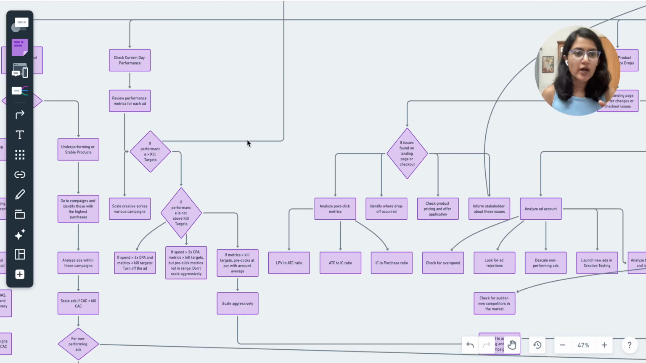Now, once you are looking into your ad account, after you have made these changes based on whatever data you have seen yesterday, you also need to go ahead and check today's performance. Usually the time when we do this is around 12 p.m., when I look into the ad account for the second time. At that point, the first thing I check is today's performance. Is this day's performance okay?